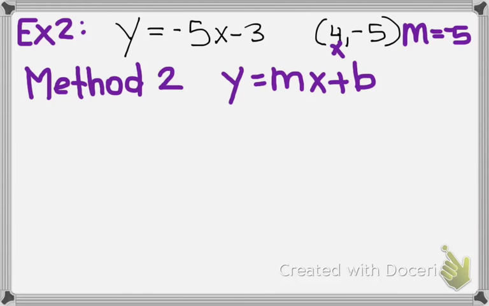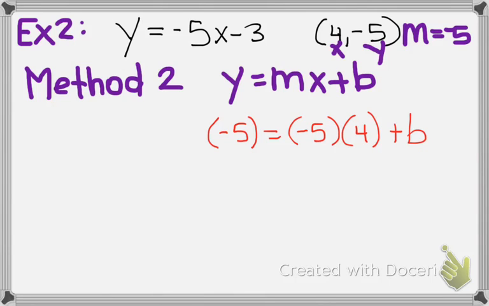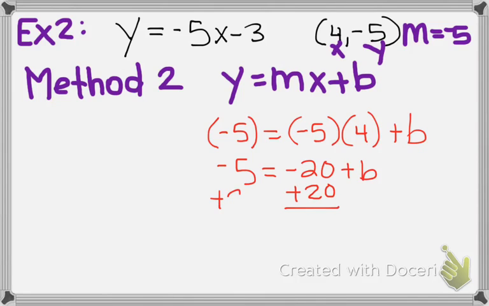We have our x and we have our y to plug in. So negative 5 equals negative 5 times 4 plus b. Negative 5 times 4 is negative 20. To solve for b, I'll add 20 to both sides. When I do this, b will equal 15.